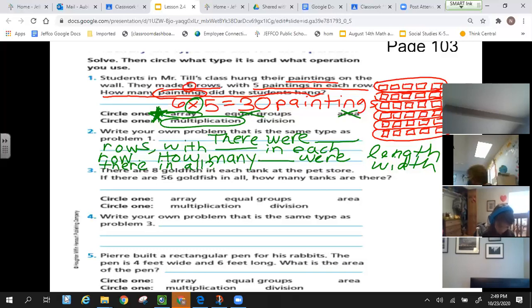Oh, really? Okay. Did you get it? Now look, you write there were blank rows with blank in each row. How many posters were there in all? That's what you need to do now.